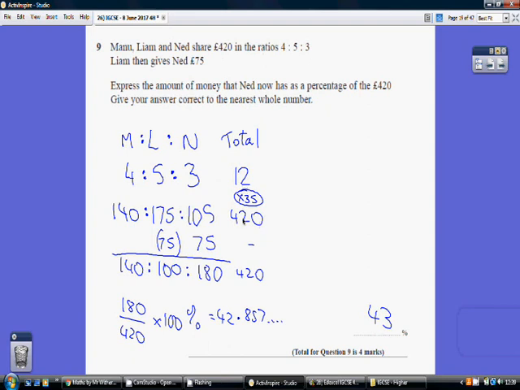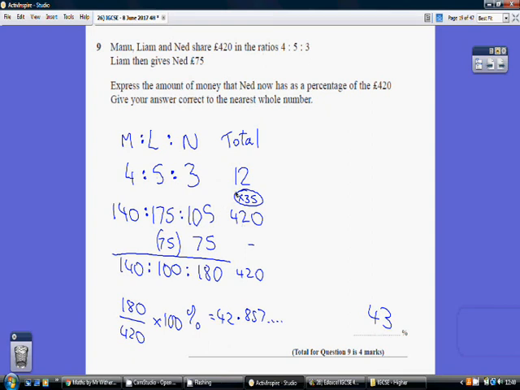So what I've done here, I can see that this ratio 4 to 5 to 3 equals 12, and I need my shares to add up to 420. So 420 divided by 12 is 35, so I have to multiply each of these by 35 to work out how much Manu, Liam and Ned get. So they get 140, 175 and 105.